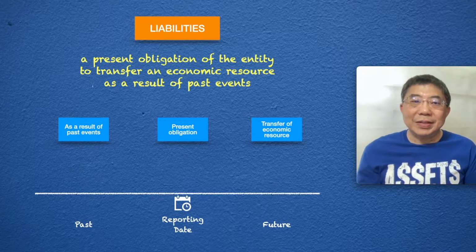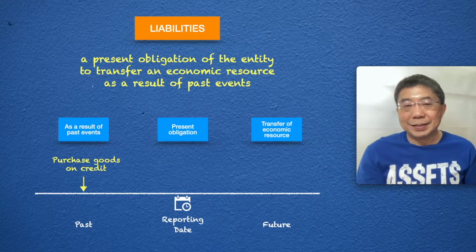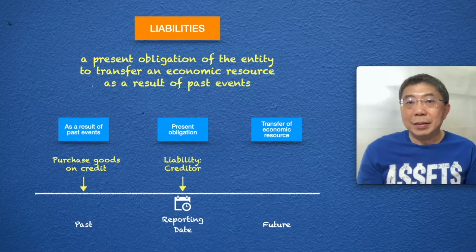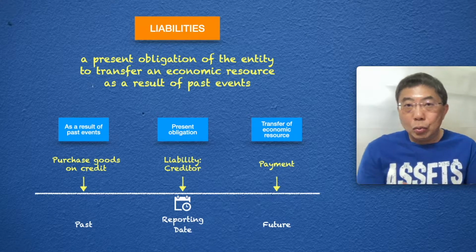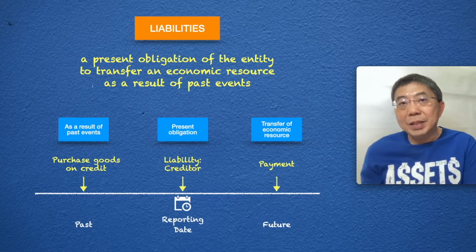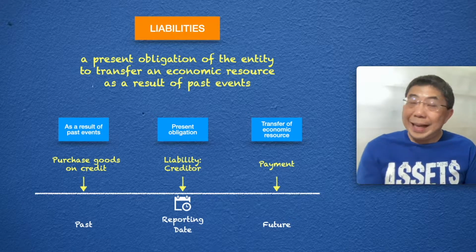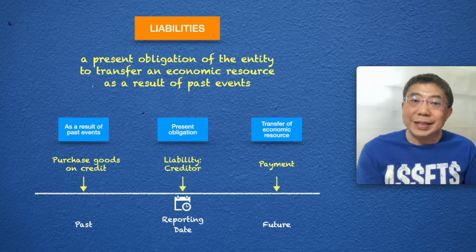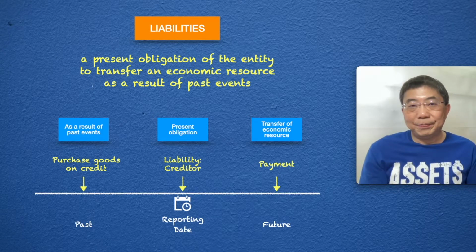Let's now look at another example of liabilities. Let's say the business had purchased goods on credit sometime in the past. And if this purchase has not been paid at the reporting date, then the business would have a present obligation at the reporting date to pay the creditor sometime in the future. So as a result, the business would have a liability in the form of creditors and will need to report this in the statement of financial position at the reporting date.